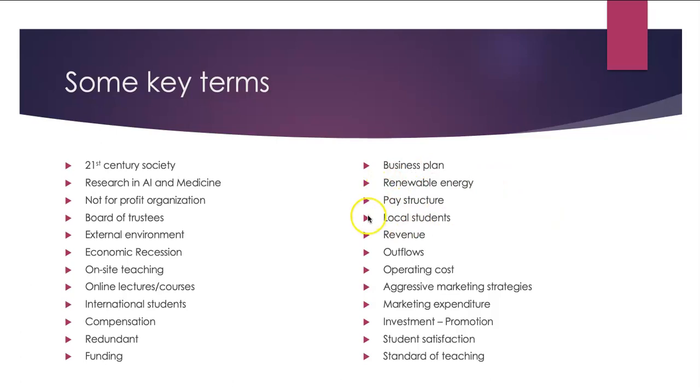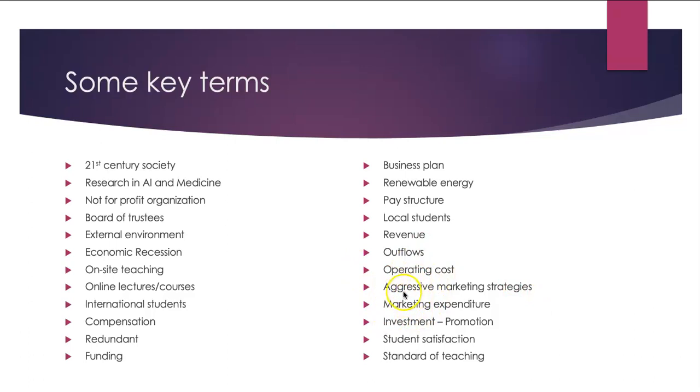Local students were also affected. There was an issue in terms of revenue where there was a fall in revenue. So apparently the university experienced cash flow issues. They also had to maintain operating costs, even though the country was faced with an economic recession.